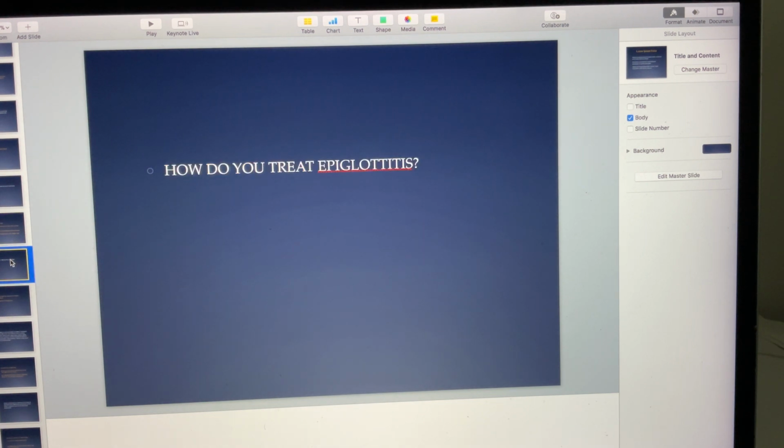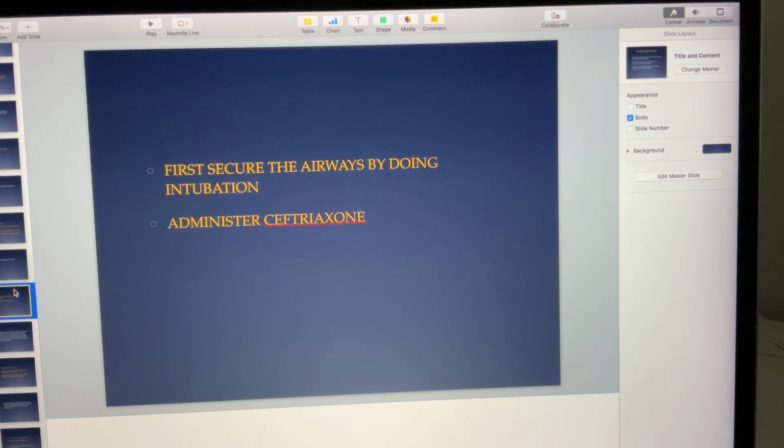Next question, how do you treat epiglottitis? So you know this patient has epiglottitis, you've done your diagnosis, and now it is treatment time. So how do you treat it? You treat this by first making sure that you secure the airway. Okay? And you do this by intubating the patient. So it's really important that you secure the airway.